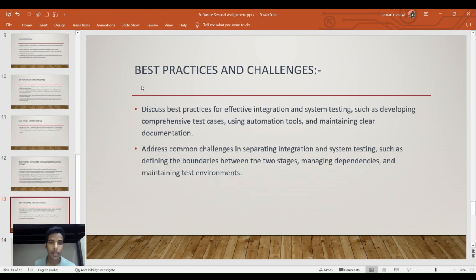Best practices and challenges in software testing. Discuss best practices for effective integration and system testing, such as developing comprehensive test cases, using automation tools, and maintaining clear documentation. Address common challenges in separating integration and system testing, such as defining the boundaries between the two stages, managing dependencies, and maintaining test environments.